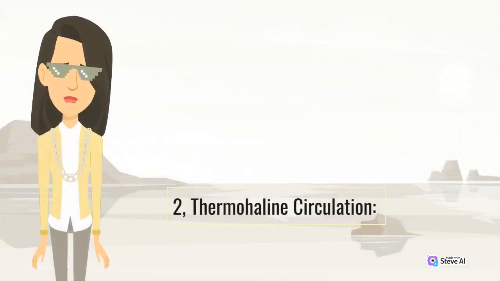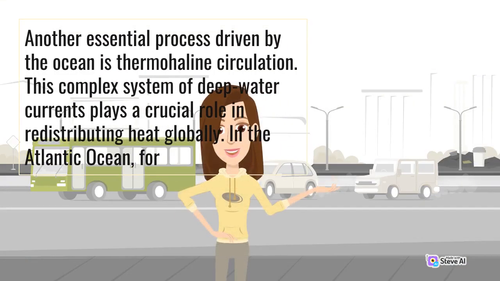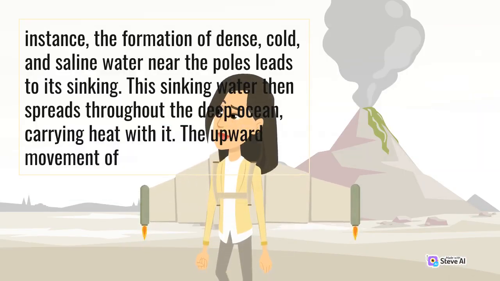2. Thermohaline circulation. Another essential process driven by the ocean is thermohaline circulation. This complex system of deep-water currents plays a crucial role in redistributing heat globally. In the Atlantic Ocean, for instance, the formation of dense, cold, and saline water near the poles leads to its sinking. This sinking water then spreads throughout the deep ocean, carrying heat with it.